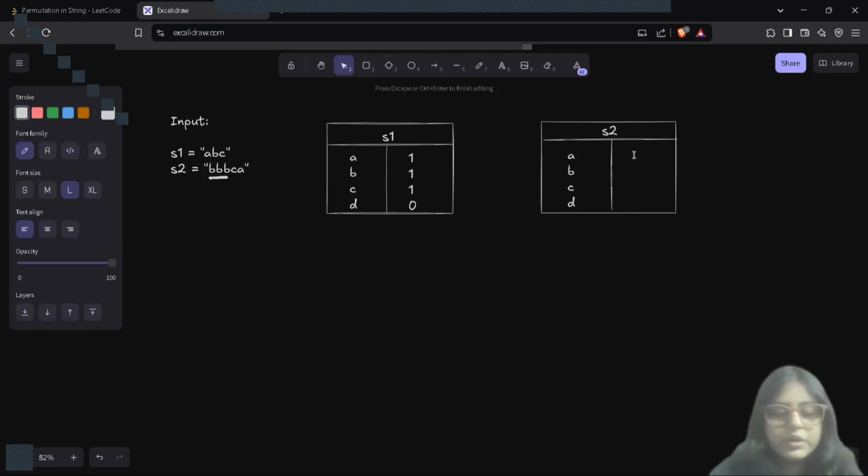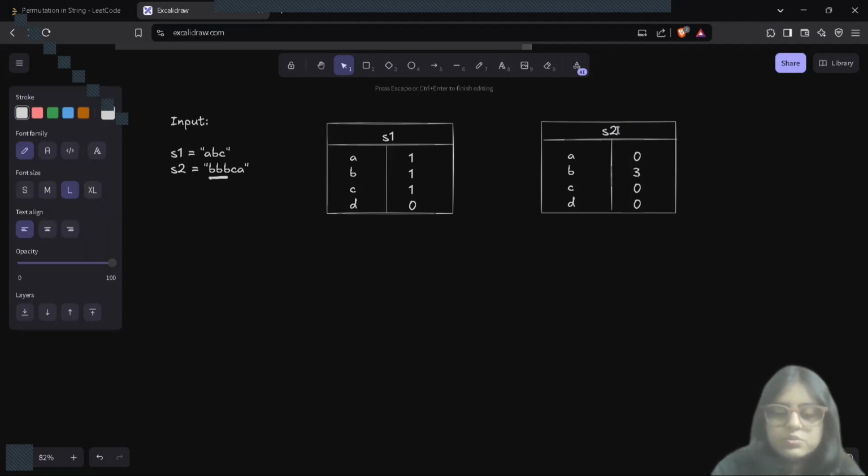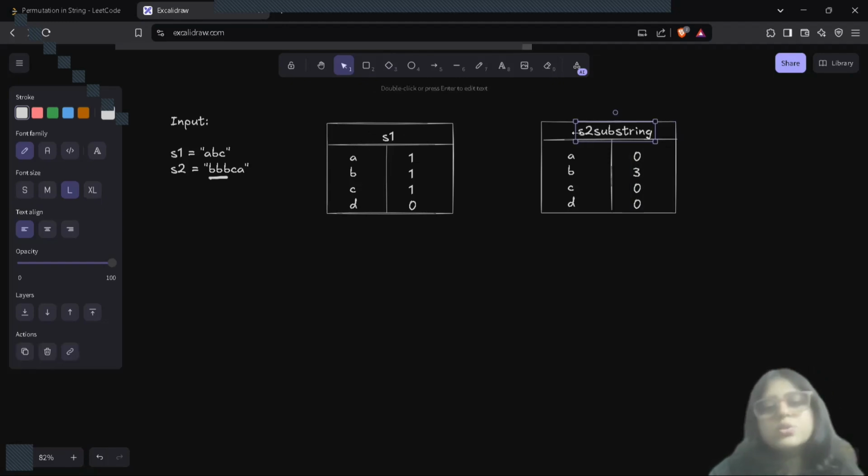So for A, it will be 0. For B, it is 3. C, it is 0. And D is also 0. For every other alphabet, E, F, G, H, everything is 0, similar to S1. So now, how will we keep up with the matching? For S1 to be equal to the S2 substring, we need to have all the 26 alphabets with the same frequency, right?